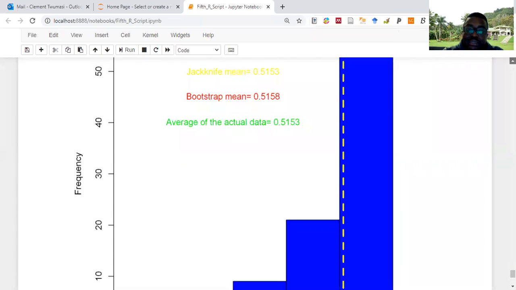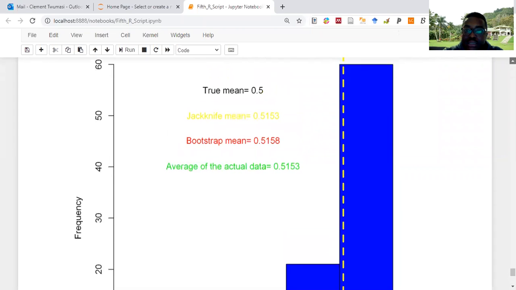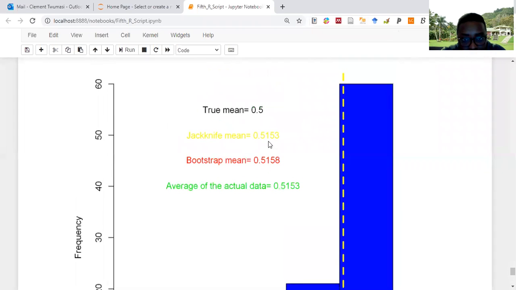And from here, you can see that Jackknife is doing better than the Bootstrapping. Why? Because the Jackknife estimate is closer to 0.5 than this. You see, both are 0.51, 0.51, but here is 0.53, and this is 0.58. So there's a little bit of difference, but they are literally doing the same thing, right?